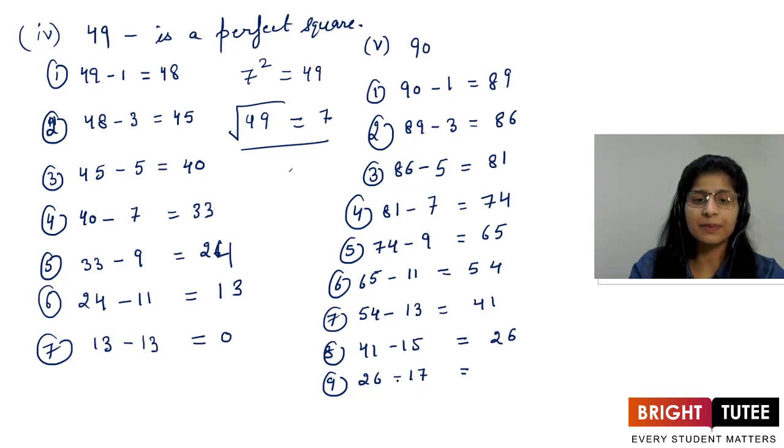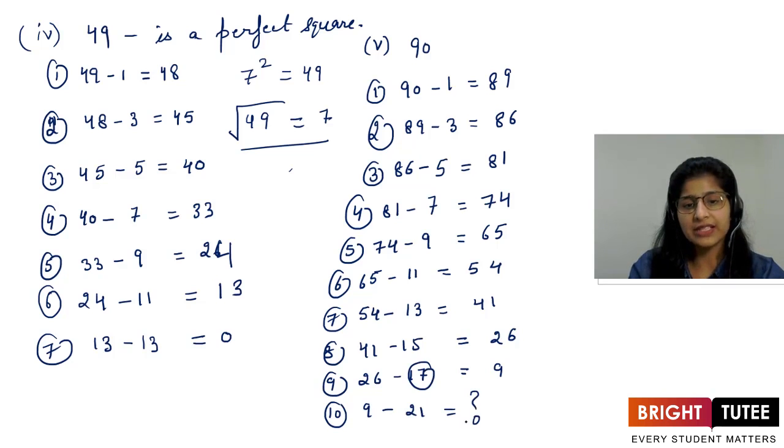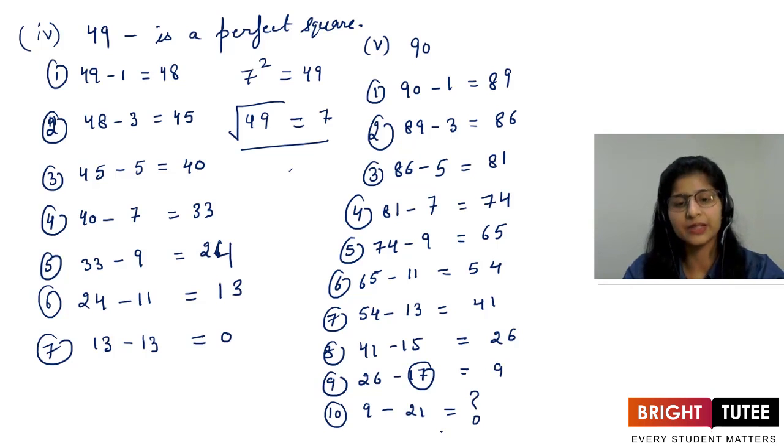Clear? If we subtract 17 from 26, what are we going to get? Just perform it in your notebooks. We will get 9. Clear? The next step is from 9, the next odd number is 21. So will we get 0 at the end? No. We are not going to get 0 at the end.